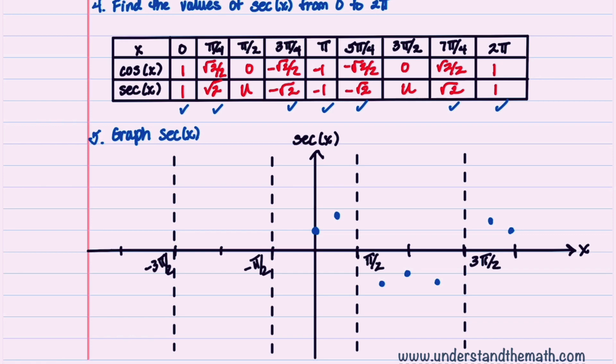Now let's see what our graph looks like when we connect these points. Since our function is 2 pi periodic, the left-hand side is going to be a mirror image of our right-hand side. So it's going to look like this.